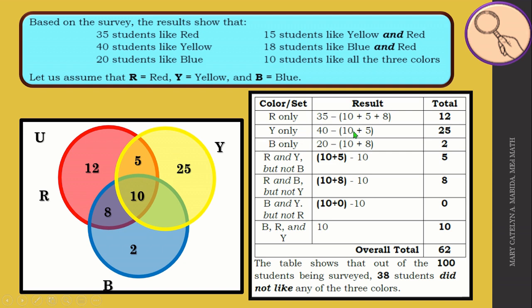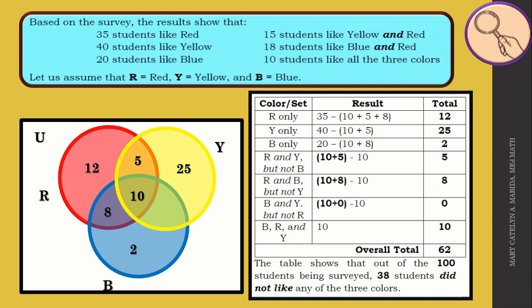Yellow only, 40 minus 10 minus 5, 25 students like yellow only. Blue only. So 20 minus 10 minus 8, so we have 2. 2 students who like blue only. What about red and yellow but not blue? So that will be 10 plus 5 minus 10. So only 5 students like red and yellow but not blue.